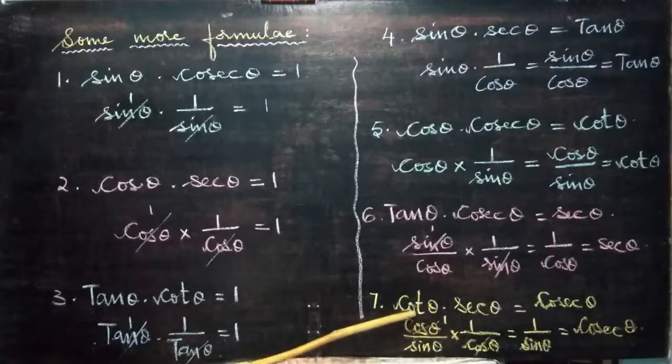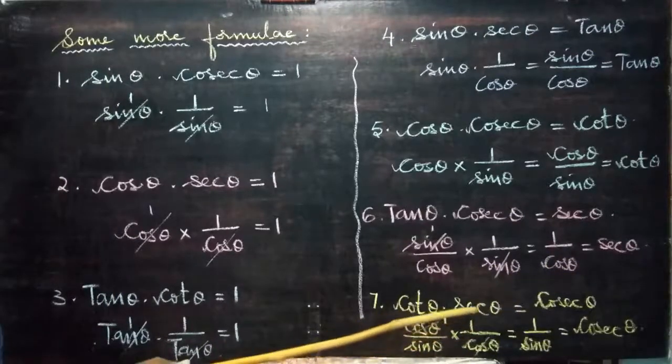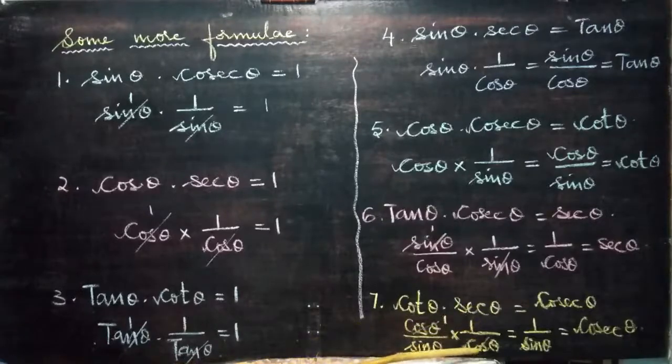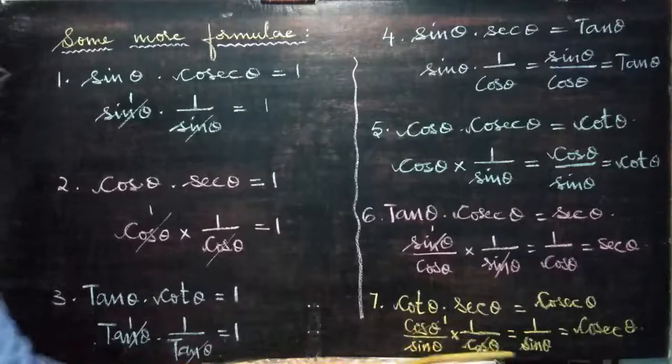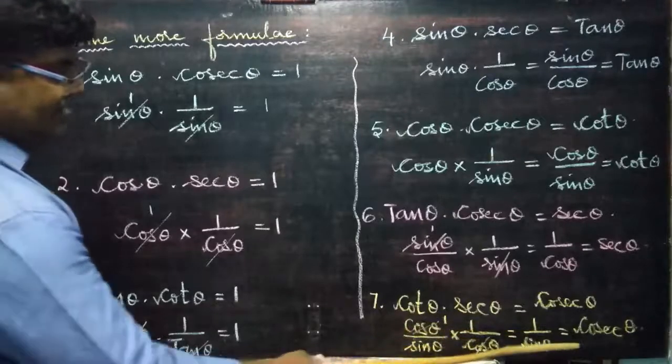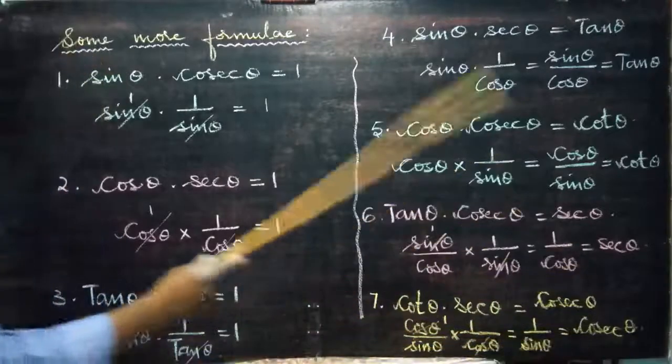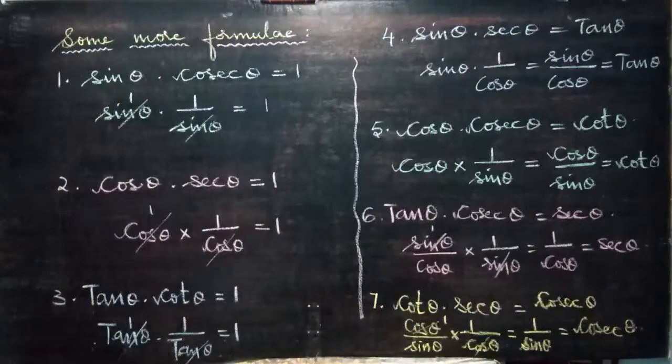Cot means cos theta by sin theta. Secant means 1 by cos theta. Cos theta goes into cos theta one time. 1 ones are 1. Again sin theta is there in the denominator. 1 by sin theta means cosecant theta. So all this you have to read, learn and memorize carefully. Don't get confused.